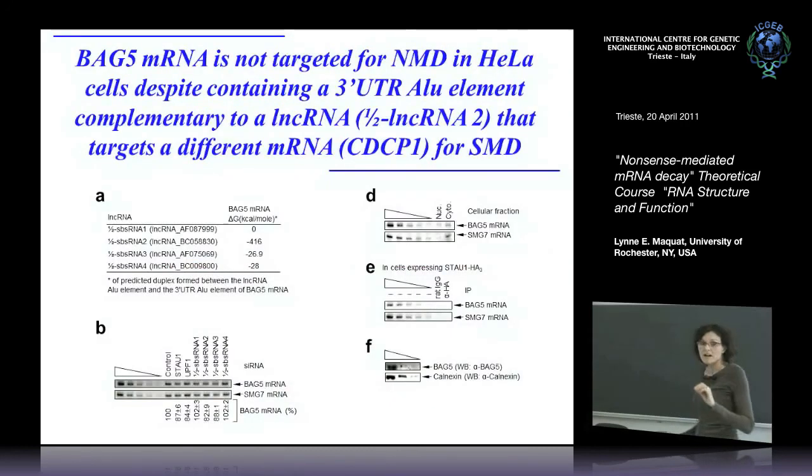And then finally, just because an mRNA has an ALU element in its 3' UTR that has very good complementarity to a half SBS that we know triggers the SMD of another mRNA, doesn't mean that mRNA is also an SMD target. And the same can be said for microRNAs and their targets. So the bottom line is BAG5 mRNA should anneal to this long non-coding RNA, and it's not because BAG5 mRNA doesn't make it to the cytoplasm. It doesn't co-purify with Stauffen. It is translated, and I'm happy to take questions. Thank you.